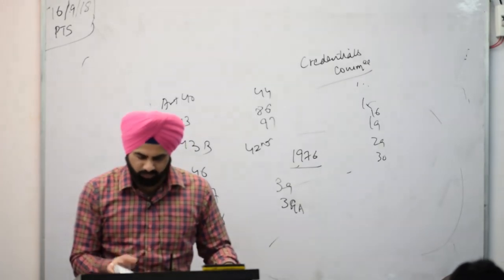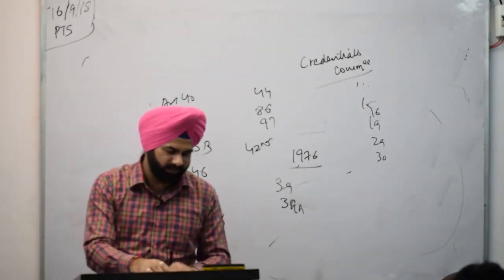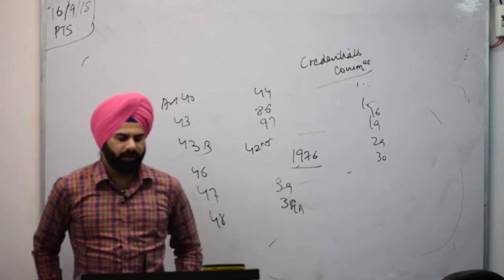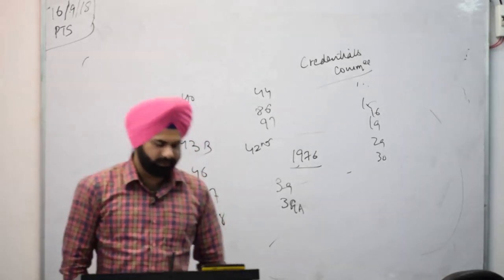53. Which of the following is the feature of the parliamentary form of the government? Answer? B. Many say it is B.